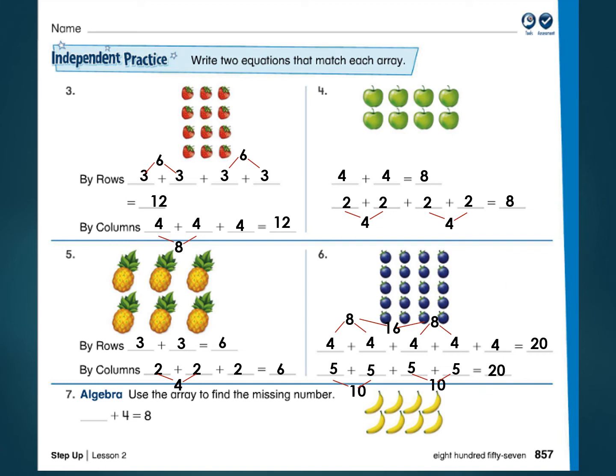Number 7. Use the array to find the missing number. What is the number? Blank times 4 equal 8. Let's solve it by rows first. How many rows are there? 2 rows. Each row has 4 bananas. That's why 4 plus 4 equal 8. Great job.